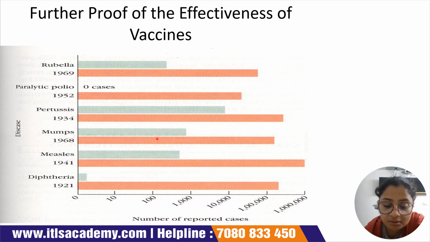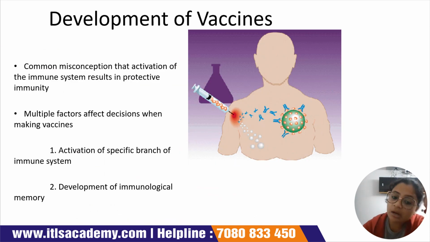See, slowly the occurrence is decreasing after the vaccination. Diphtheria is almost gone, measles has been halved, mumps has also been halved, pertussis almost halved, paralytic polio is gone. Rubella is also almost halved. Okay, now coming to development of vaccines.